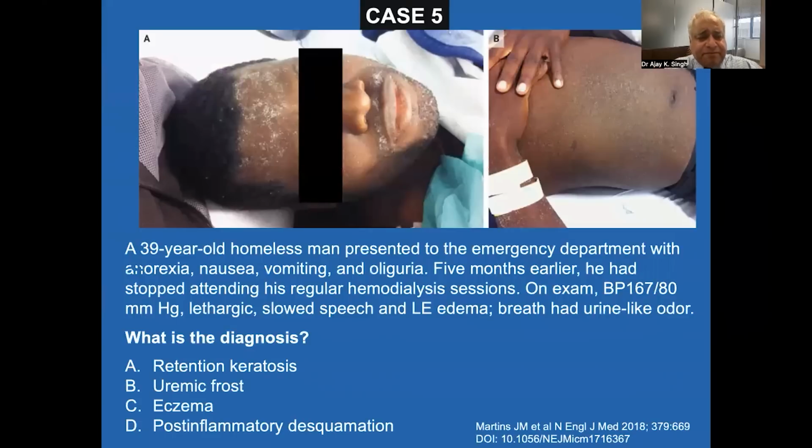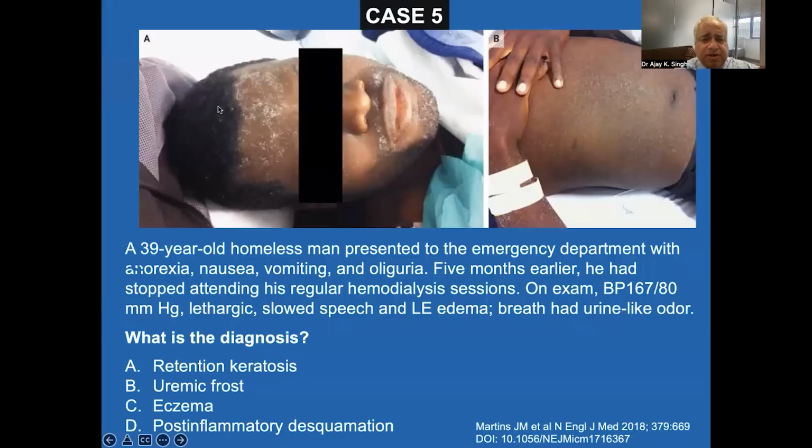Case 5 is a 39-year-old homeless man who presents to the emergency department with anorexia, nausea, vomiting and oliguria. 5 months earlier, he had stopped attending his regular hemodialysis sessions. On examination, his blood pressure is 167/80 millimeters of mercury, he is lethargic with slowing of speech, and he has lower extremity edema. His breath smells of a urine-like odor. And the question is, what's the diagnosis?